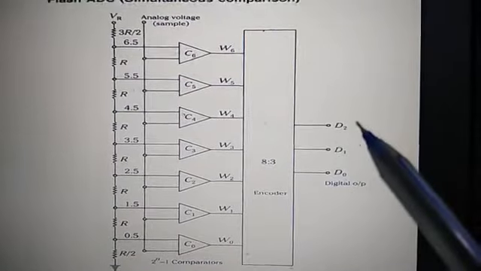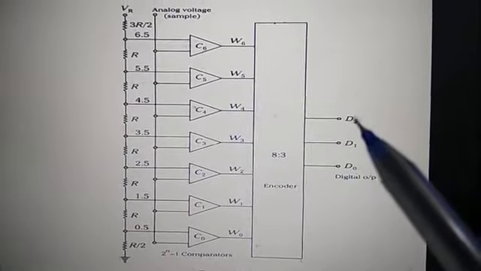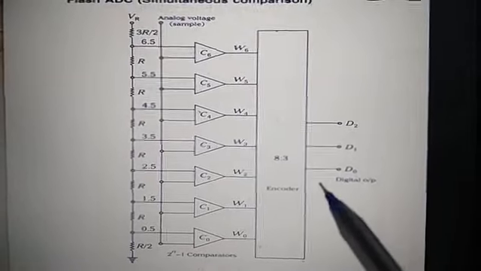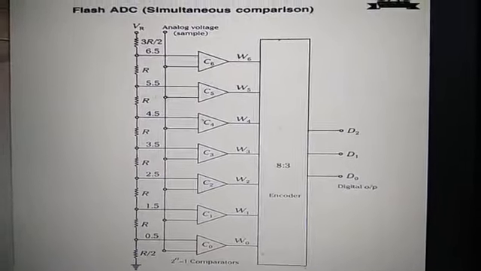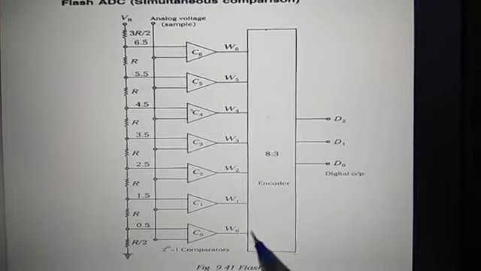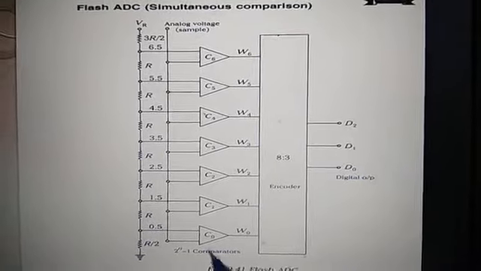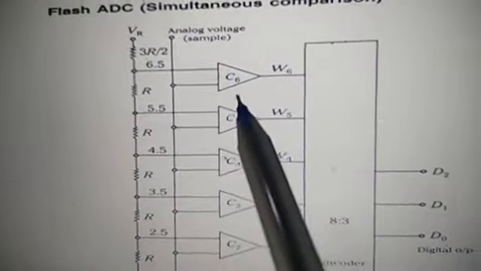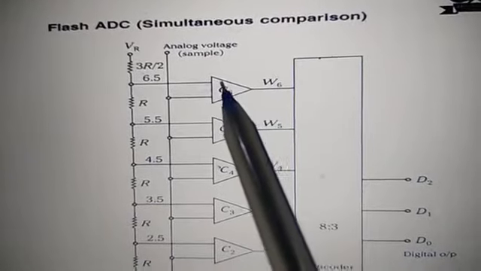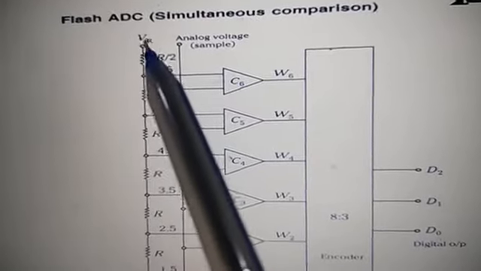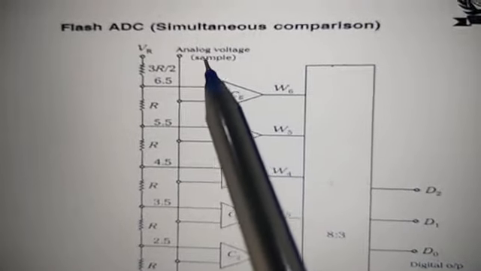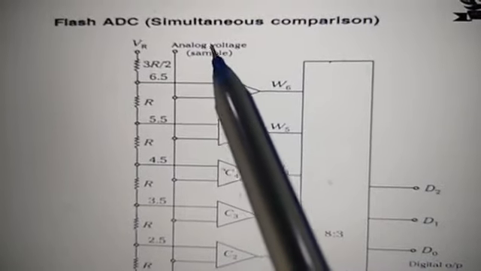So 2 to the power 3 is 8. 8 minus 1, 7 comparators are used. 2 to the power 4, 16 minus 1, 15 comparators are used. So for 4-bit digital output, we use 15 comparators. For 3-bit output, we will use 7 comparators. And here you can see each comparator has 2 inputs. One input is connected with the reference voltage and the other input is connected to the analog voltage, which is to be converted into digital.